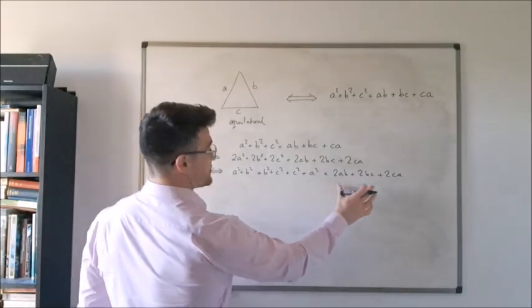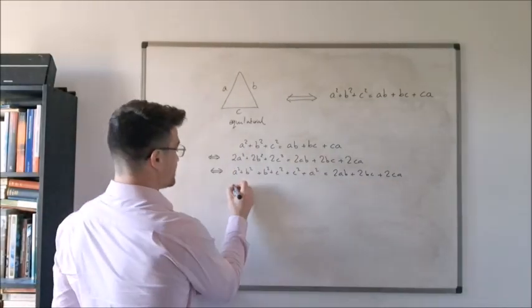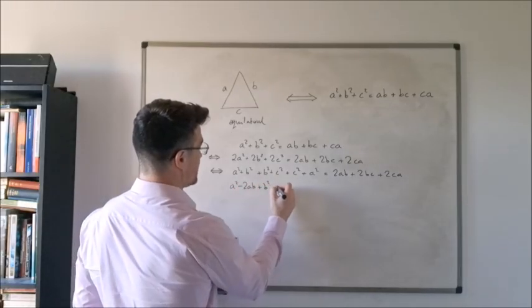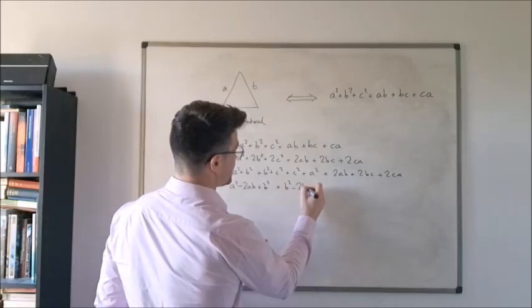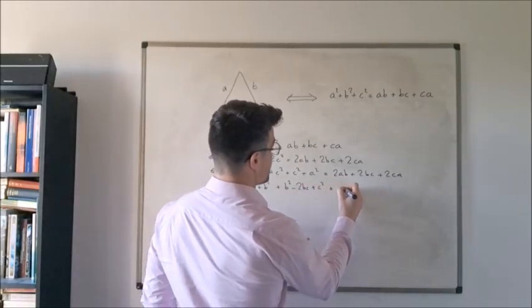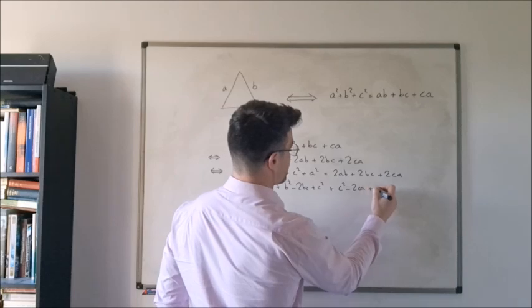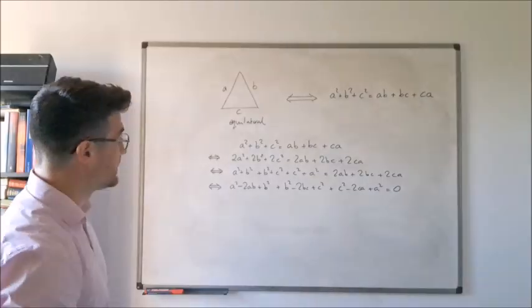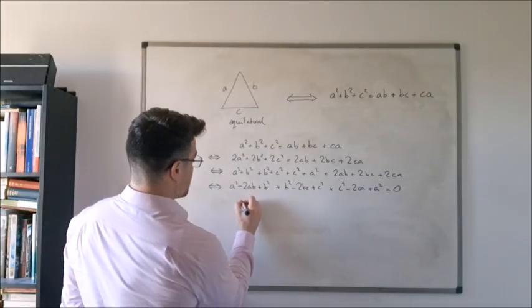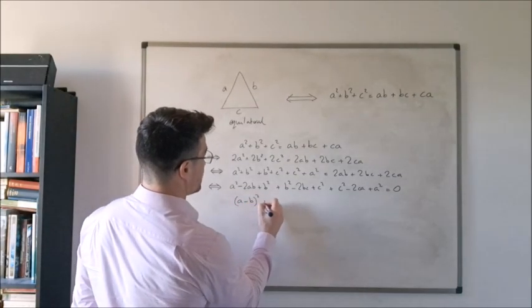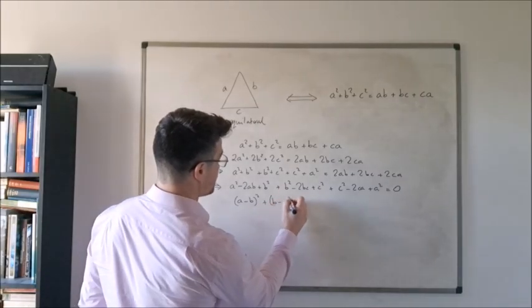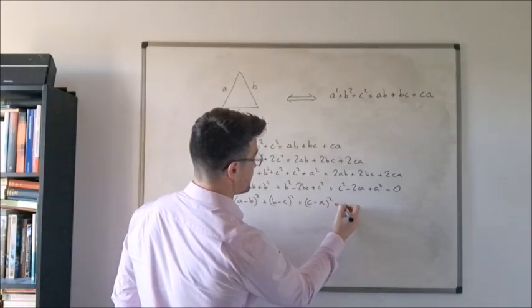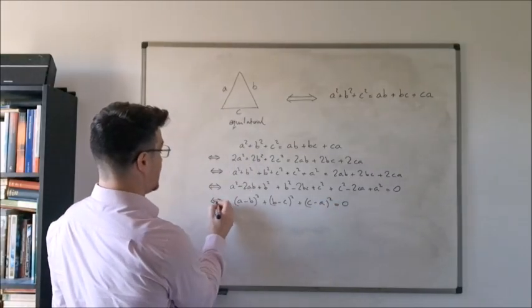So, subtracting each of these terms from both sides, what do I get? I get a squared minus 2ab plus b squared plus b squared minus 2bc plus c squared plus c squared minus 2ca plus a squared is equal to 0. Again, if and only if. So this factorizes now to (a minus b) squared. This factorizes to (b minus c) squared. This factorizes to (c minus a) squared. It must be equal to 0. Again, if and only if.